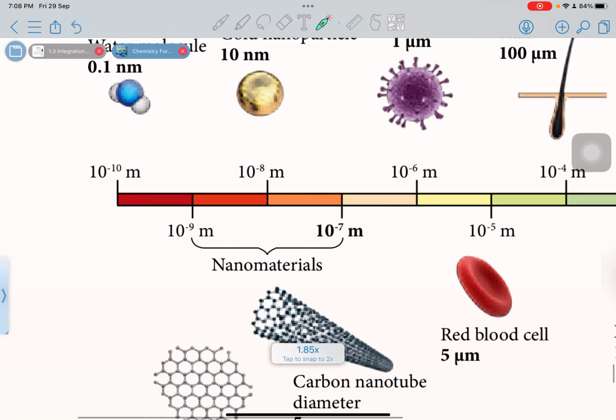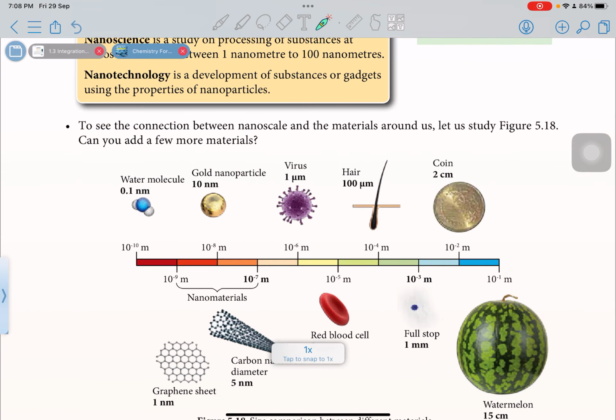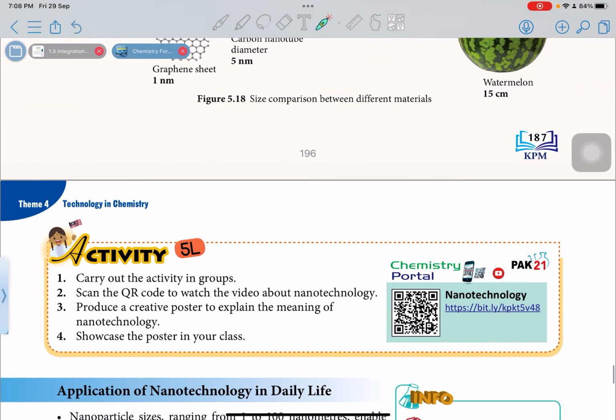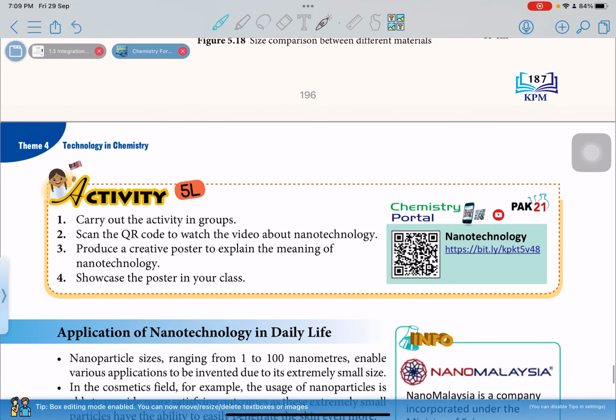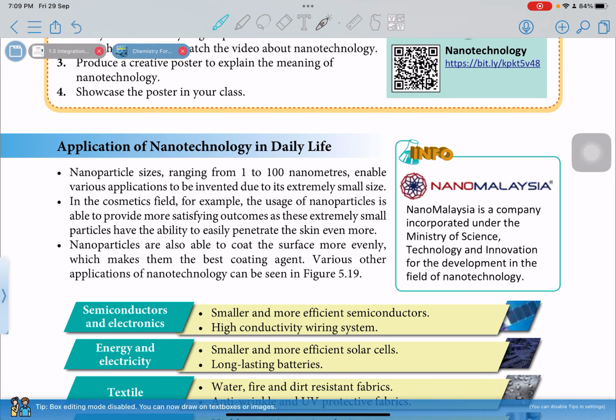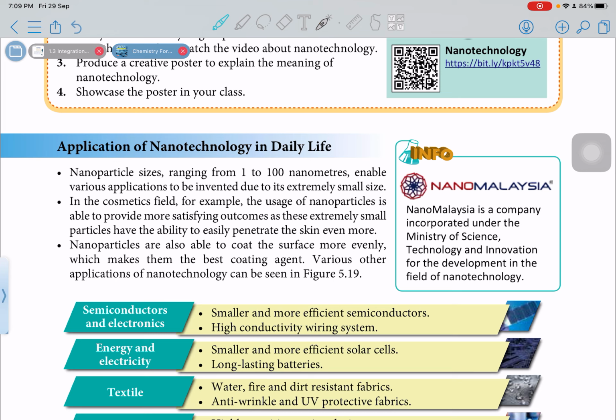So basically this is the size of nanomaterial. So from 10 negative 9 until 10 negative 7. It's really, really small. So now we will learn about application of nanotechnology in our daily life.